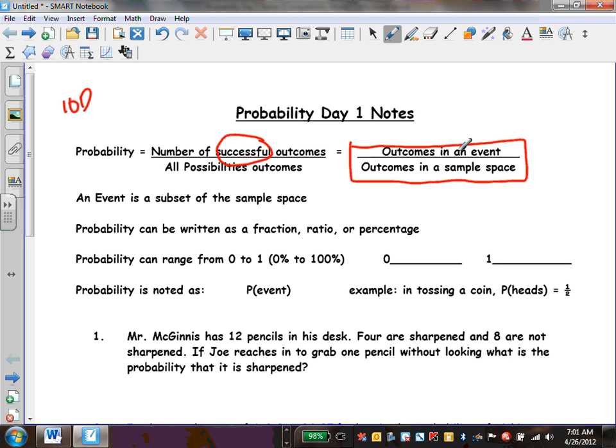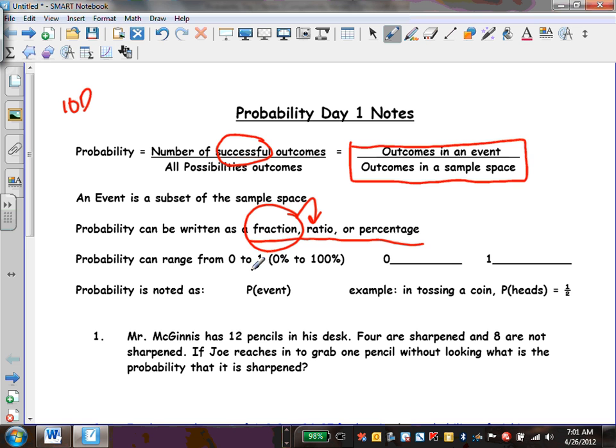Now, another thing is probability can be written as a fraction, ratio, or percentage. A lot of times we set it up as a fraction, which obviously is a ratio, and then obviously percentage is just a decimal way or a different form of showing a fraction. But a lot of times we're going to deal with everything in fractions. A lot of times we don't deal with percentages when we're talking about probability. We'll talk about percent of likelihood, but all of our answers in this class will be written as a fraction or ratio.